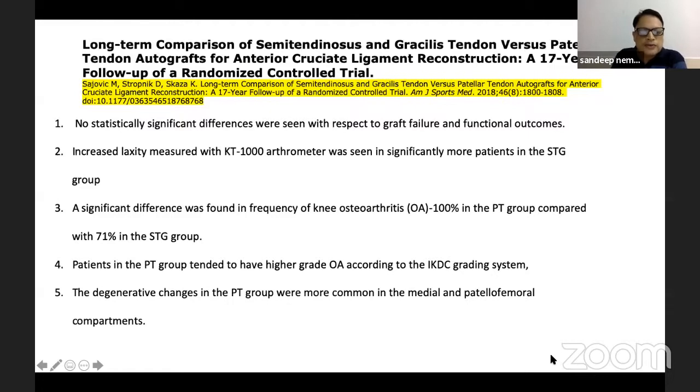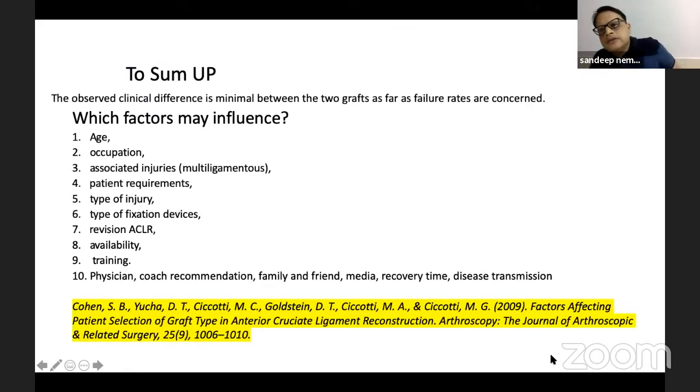A significant difference was found in the frequency of knee osteoarthritis, 100% versus 71%, in the patellar tendon versus the STG group. And the patients in the patellar tendon group tended to have higher grade osteoarthritis according to the IKDC grading system. The degenerative changes in the PT group were more common in the medial and patellofemoral compartments. What I feel is that this evidence shows very minimal difference between the two grafts.